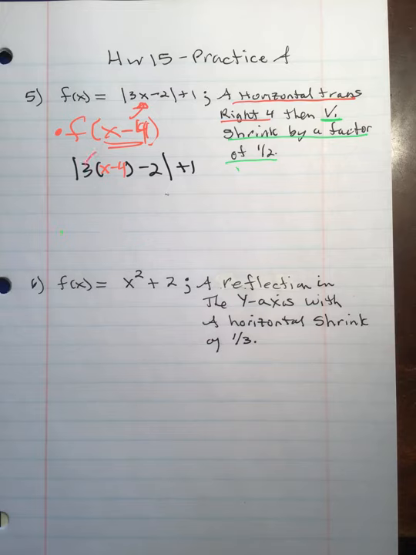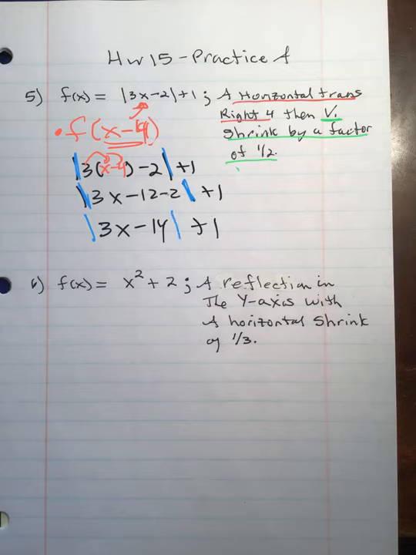So I need to multiply and distribute this. So that's going to give me 3x minus 12 minus 2 inside the absolute value, and maybe even color my absolute value, right, to help my eyes focus. And so inside the absolute value, I now have just a 3x minus 14 inside the absolute value, and then I have a plus 1. So now we are here.